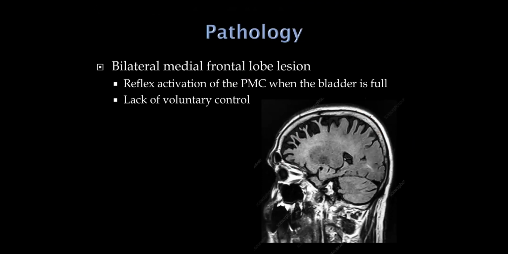Now, in pathologic conditions, even though we're talking about the spinal cord, we'll just cover this briefly now. If you have lesions in the brain along the midline, in the paracentral lobule, then there isn't so much of a decision to void. When the bladder fills, there's just a reflex activation of the pontine micturition center. And so these patients lack voluntary control over voiding.